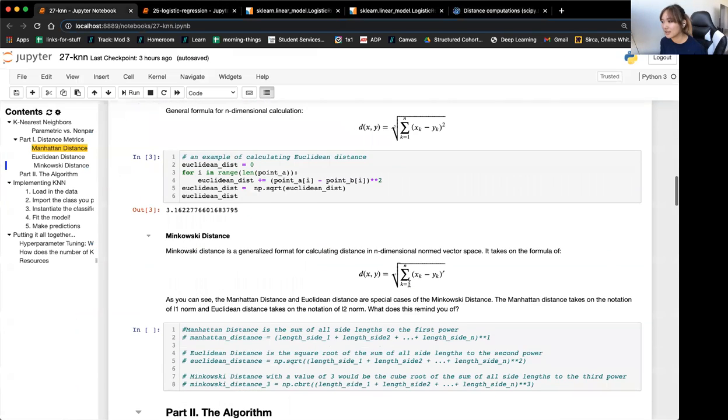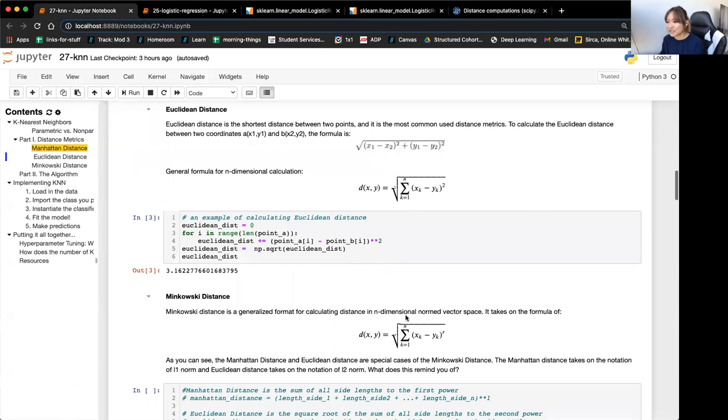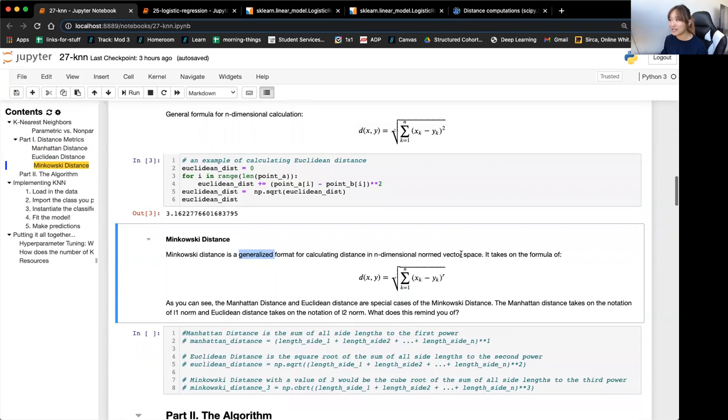Back to this. Lastly, we have Minkowski distance, which looks very similar to the formula for Euclidean distance. Minkowski distance is actually a generalized form of Euclidean distance. Basically, you can plug numbers into Minkowski distance to get the formula for Euclidean distance, so you can think of Euclidean as a subset of Minkowski distance. The main difference is that whatever power you raise the differences to, you take the root of that same power.